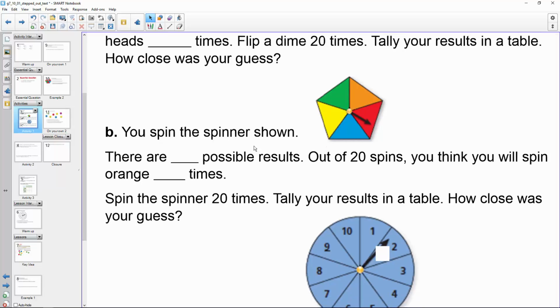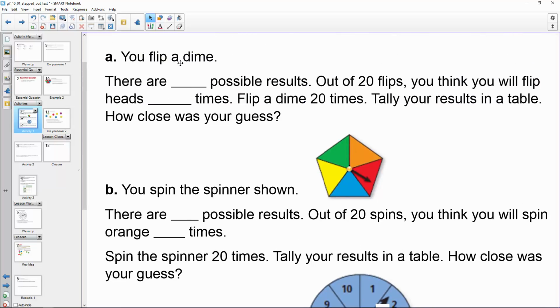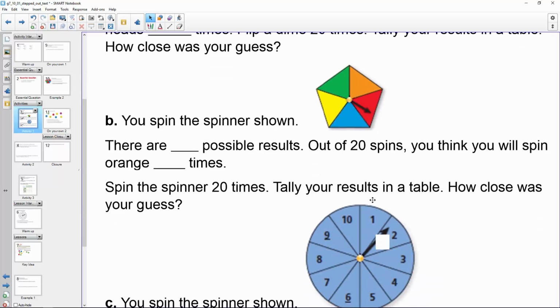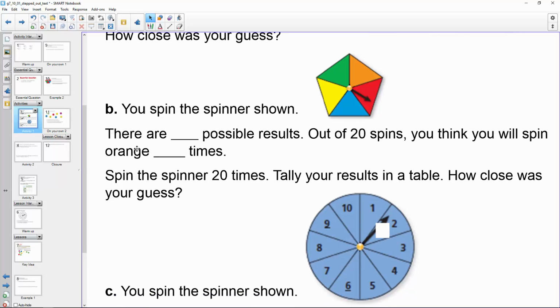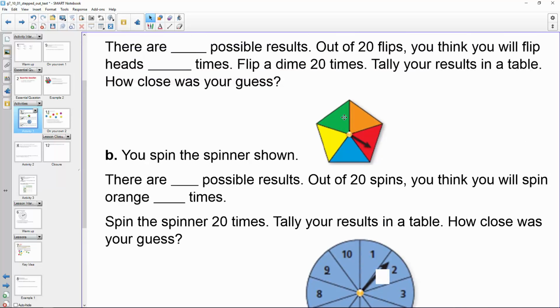The next one says you spin a spinner, and there are how many different results? If I look here, for the first one, there was only 2 results, either heads or tails. For this one, there is 1, 2, 3, 4, 5, 6, 7, 8, 9, 10 different results, right? So, oh, I'm sorry, I looked at the wrong spinner. I apologize. This spinner here. There's 1, 2, 3, 4, 5. So there's a total of 5 different results.